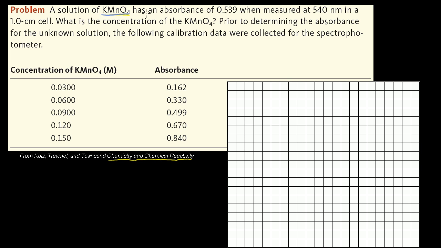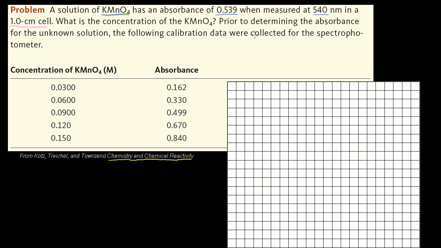Potassium permanganate has an absorbance of 0.539 when measured at 540 nanometers in a 1 centimeter cell. So this 540 nanometers is the wavelength of light that we're measuring the absorbance of. And so this is probably a special wavelength of light for potassium permanganate, one that it tends to be good at absorbing. So it'll be pretty sensitive to how much solute we have in the solution. Okay, and the beaker is 1 centimeter. So that's just the length right there. What is the concentration of potassium permanganate?